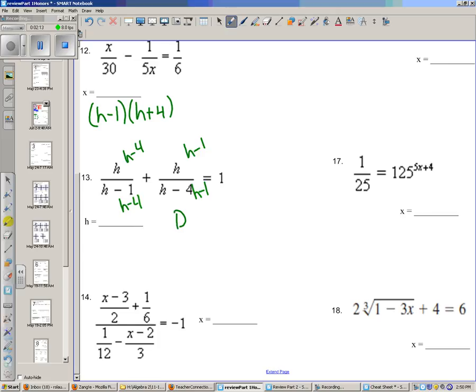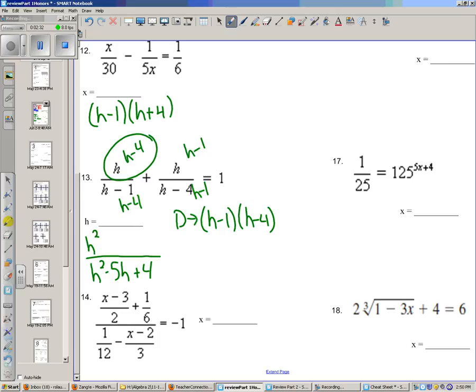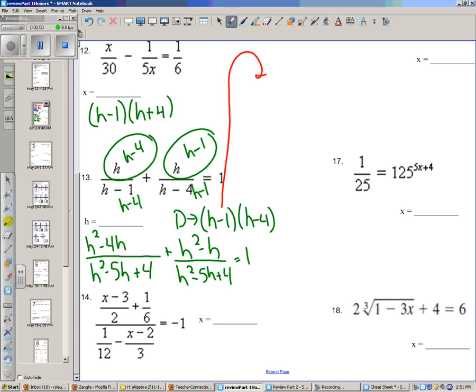So for the denominator, I will just end up FOILing this, which I'm going to go ahead and write down first. When I FOIL, I get h squared minus 5h plus 4. My numerator, when I take the h times h minus 4 here, I get h squared minus 4h. Going to the other fraction, when I multiply h with h minus 1, I get h squared minus h over the same denominator, and that equals 1. From there, I'm just going to move up, because I'm not doing all these problems, so I can take more room.